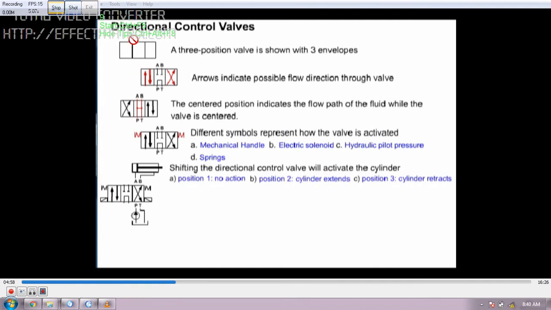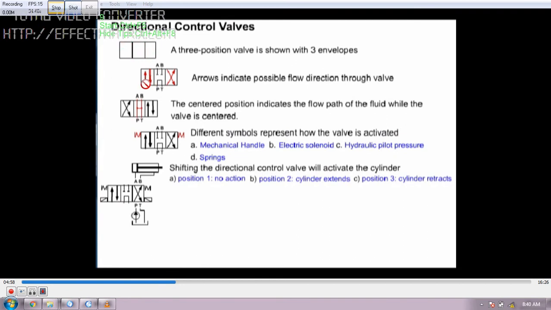Today I'll be explaining to you about the direction control valve. This is used in the hydraulic system or in the pneumatic system. So the first picture shows you three boxes here. That means a three position valve. This is a three position valve. That means this one is the first position, this is the second position, this is the third position. So now inside, there is nothing shown here.